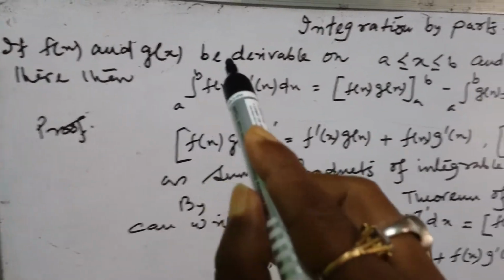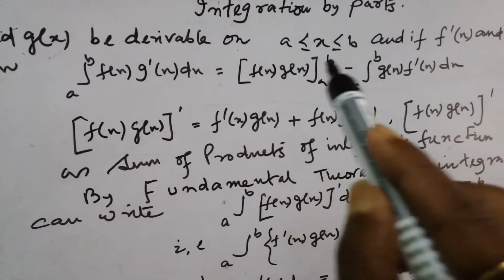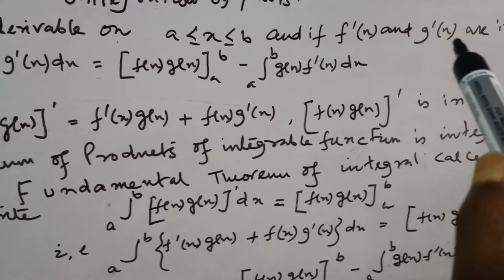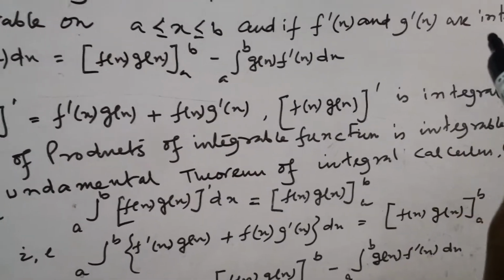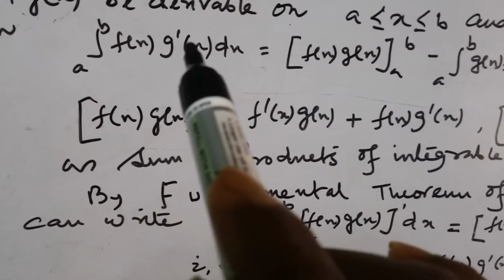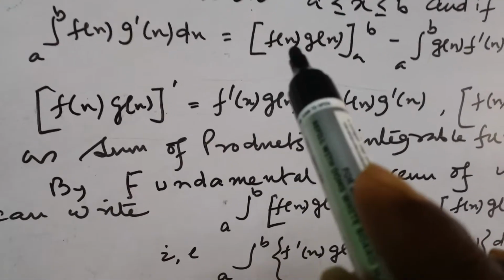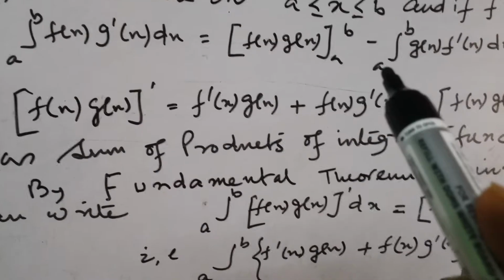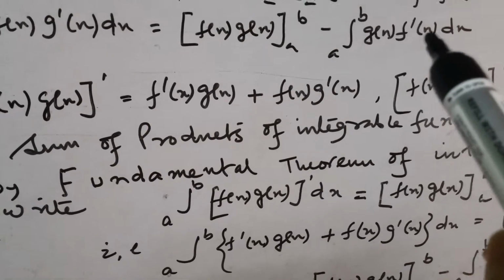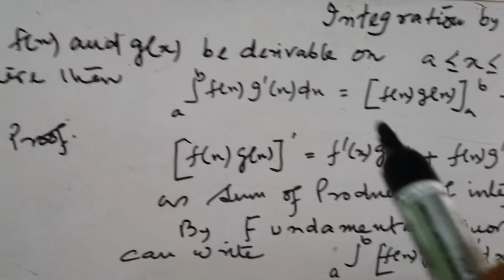If f(x) and g(x) are derivable on a ≤ x ≤ b, and if f'(x) and g'(x) are integrable, then the integral from a to b of f(x) g'(x) dx is equal to [f(x) g(x)] from a to b minus the integral from a to b of g(x) f'(x) dx. We have to prove this.